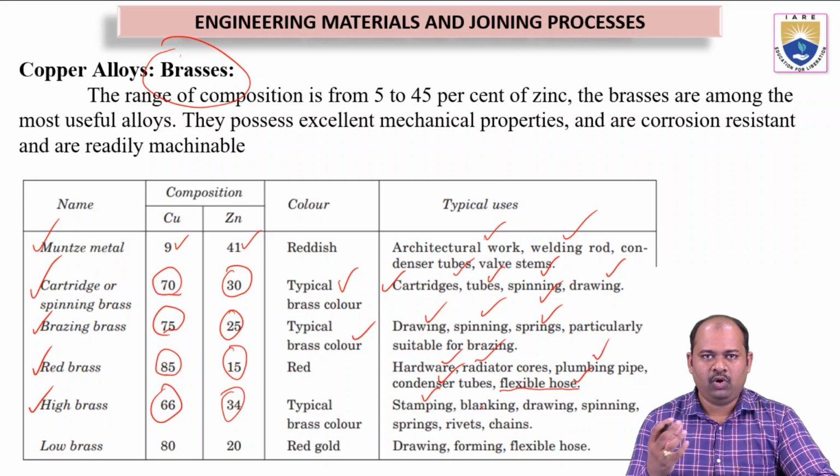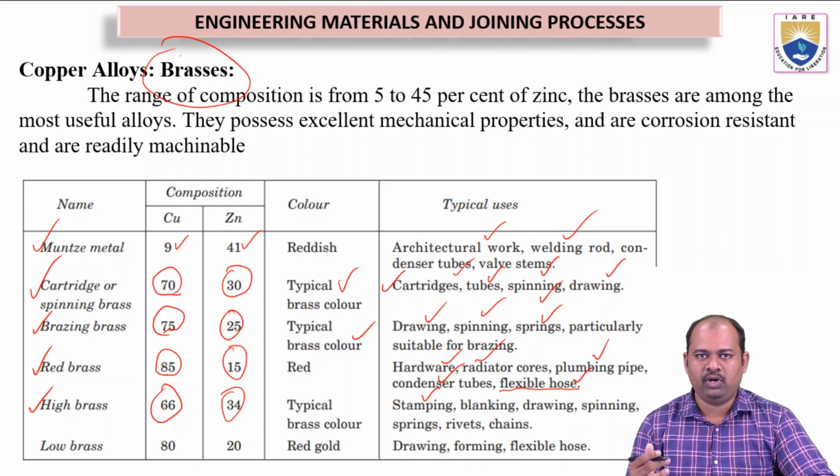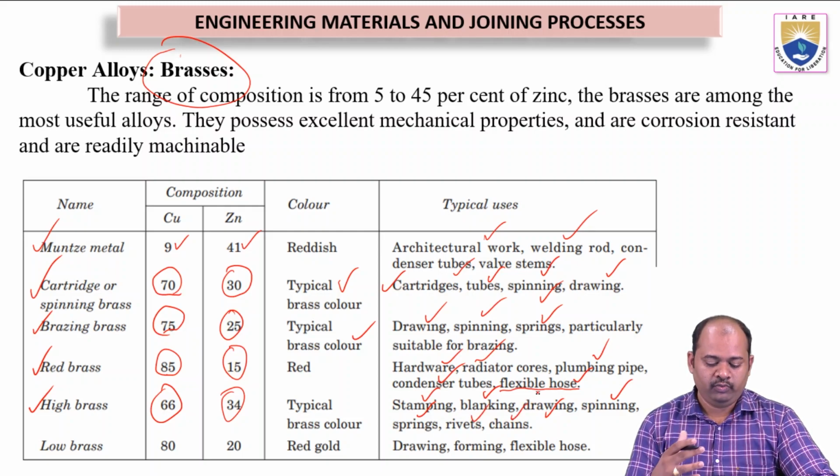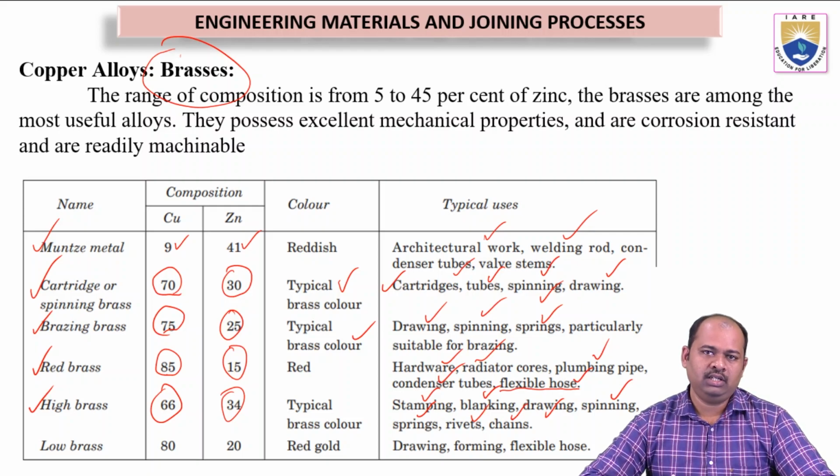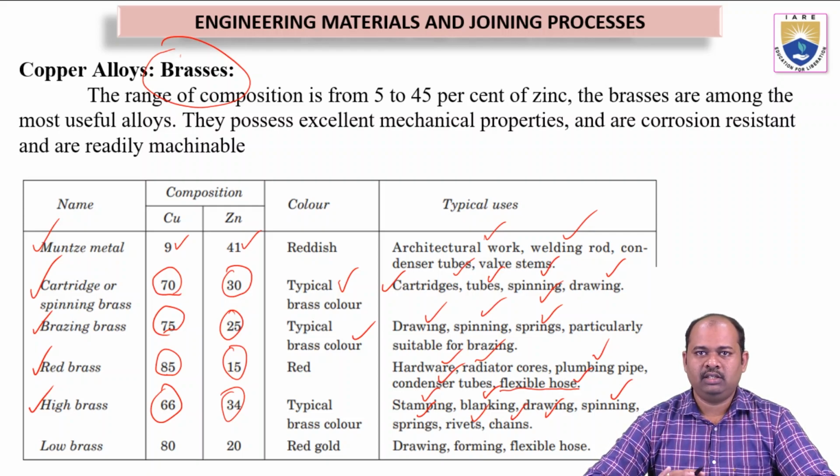In olden days, we had coins that were made up of this high brass. Nowadays, it is very costly and very less available in nature, so we have shifted to steel, that is stainless steel. Nowadays, coins are made up of stainless steel only. This is also used for blanking. Blanking technique means we can simply mint the coins, draw the metal into thin wires, spin it into sheets, and then springs can also be made with this high brass, and then rivets and chains can also be made with this high brass. These are the general applications where this high brass is mostly used.